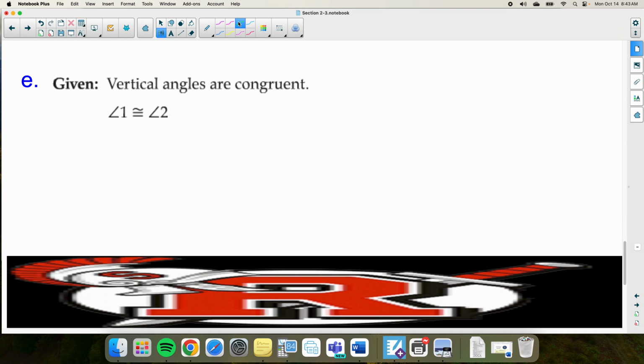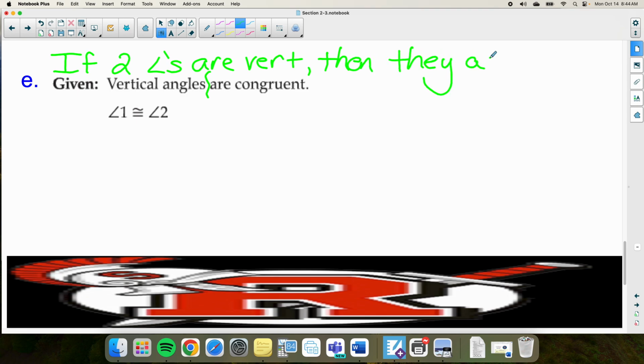Okay? Now, this last one, regardless what your type of law you're using, the first thing has to be an if-then form. So we're gonna cut this right here. We're gonna say, if two angles are vertical, something like that, then they are congruent. And you can use the symbol for congruent if you want to, and equals with a squiggly. Okay, so I just rewrote this.